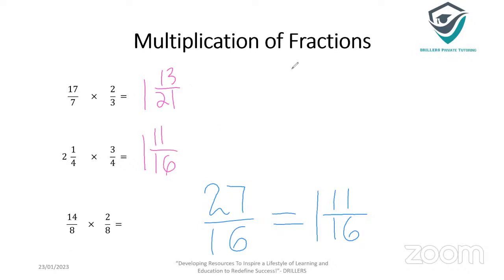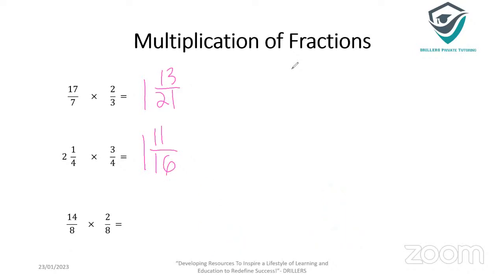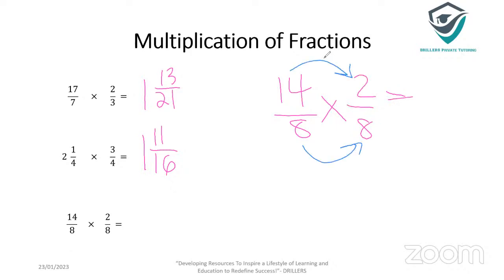So now we have our final question. So we have 14/8 multiplied by 2/8. So you have to calculate that. We multiply top by top and bottom by bottom. 14 by 2 is 28, and 8 multiplied by 8 is 64.